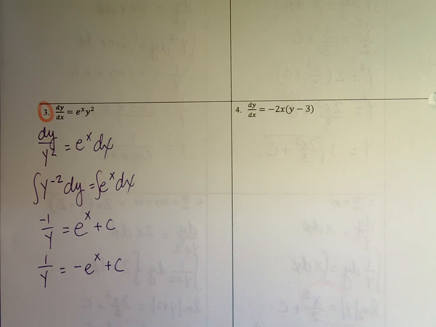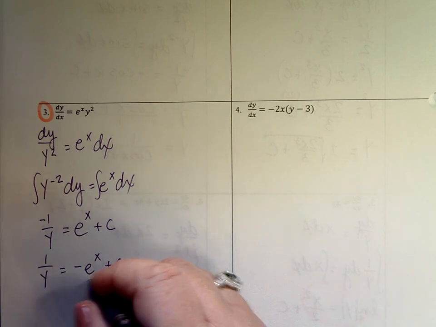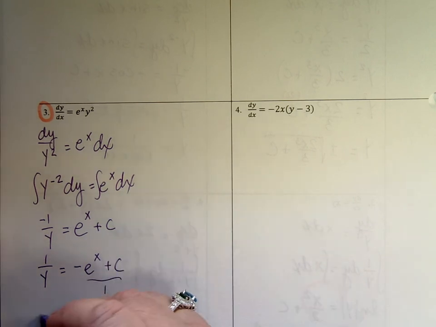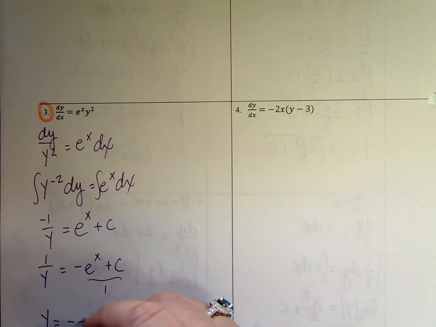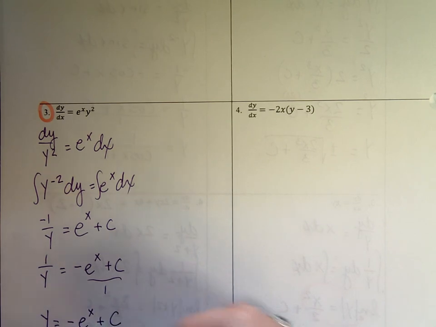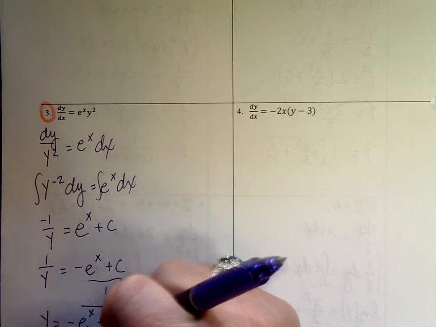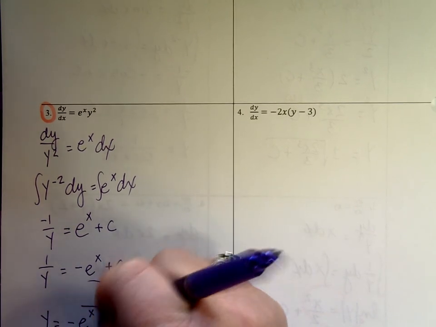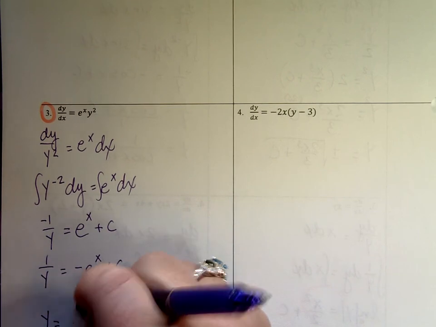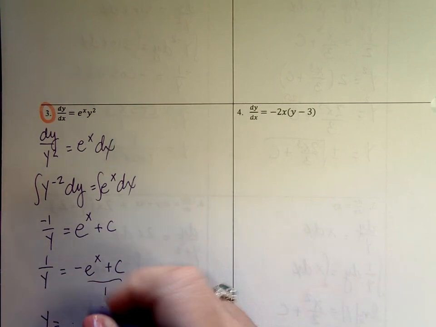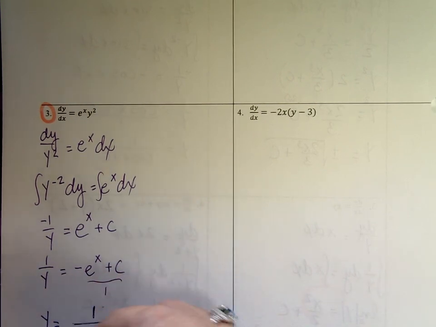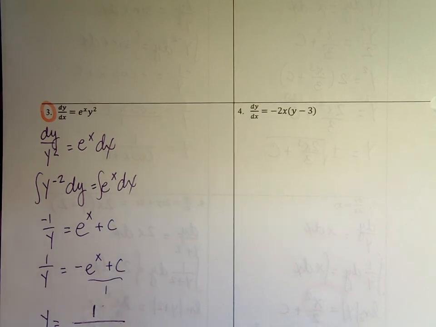Oh no, that's not what I want. My y is in the bottom. So play the reciprocal trick. Put this over 1, flip them. Y equals negative e to the x plus c. But wait a minute, I didn't give myself enough room. If I flip it, then the 1 is on top, and the negative e to the x plus c is on the bottom. That's your final answer. That's it.